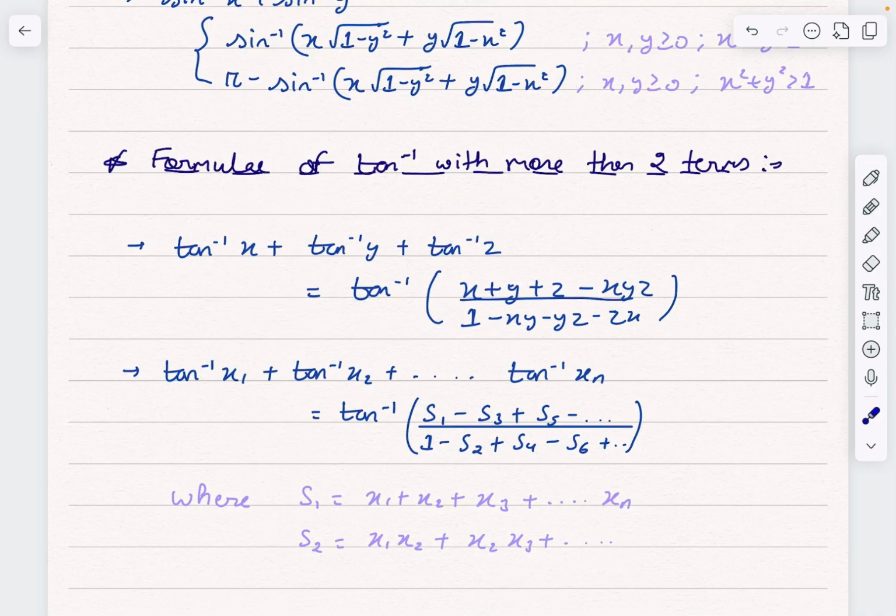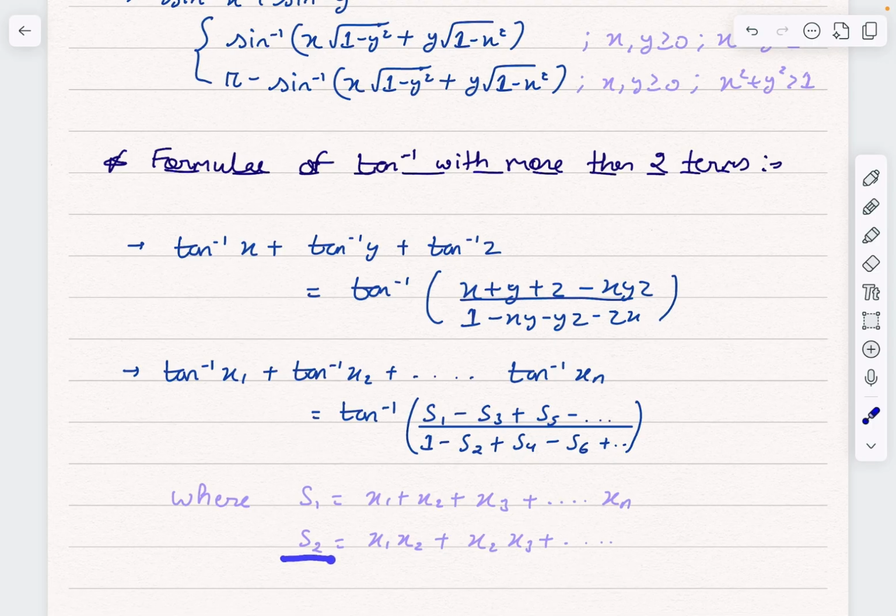And if there are more than three angles, let us say tan inverse x1 plus tan inverse x2 up to tan inverse xn, then it will be tan inverse of s1 minus s3 plus s5 minus and so on, by 1 minus s2 plus s4 minus s6 and so on. What is s1? You can say the sum of terms taken one term at a time: x1 plus x2 plus x3 up to xn.